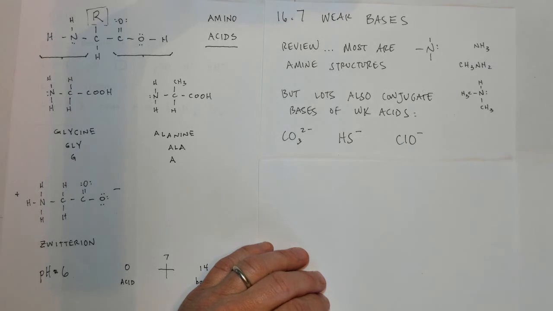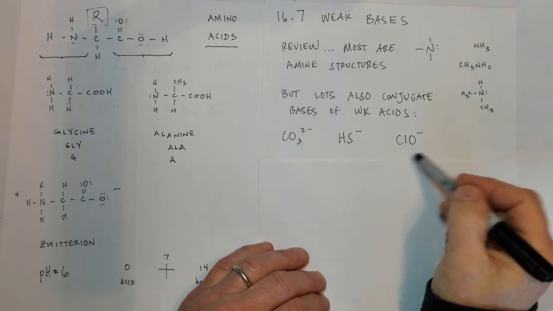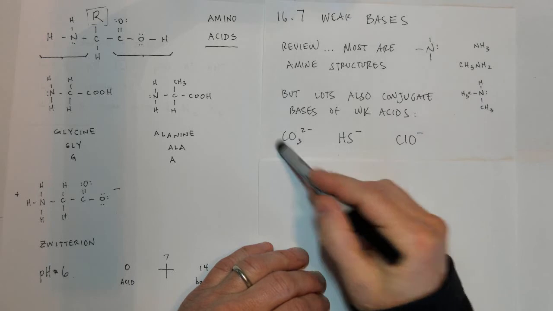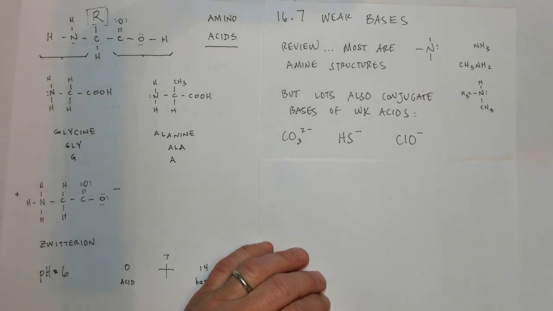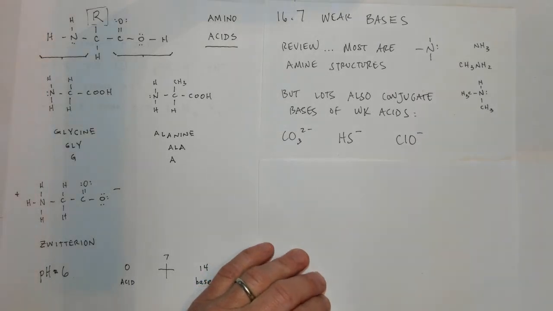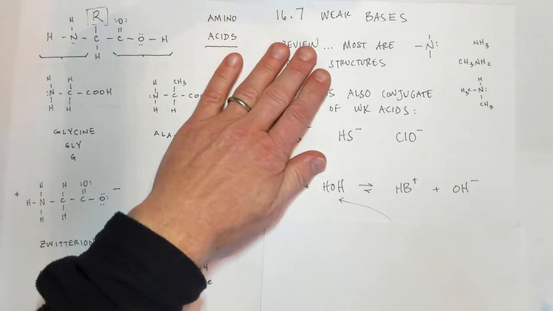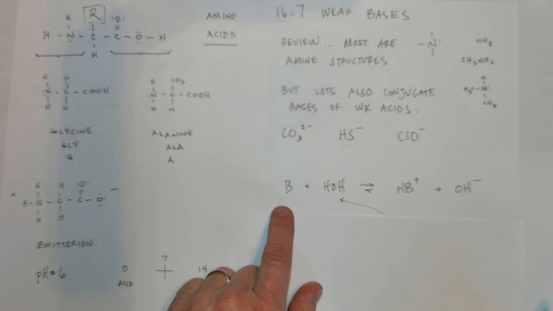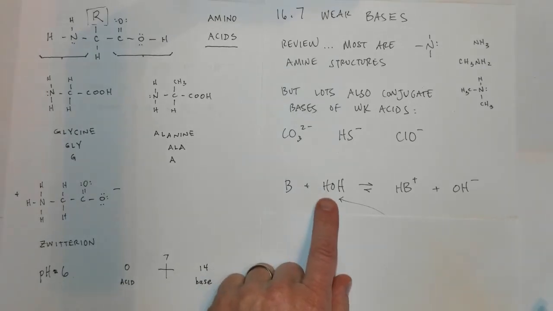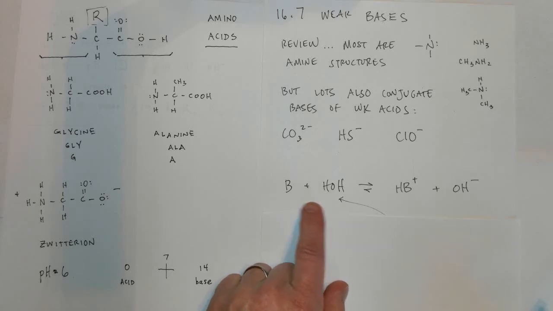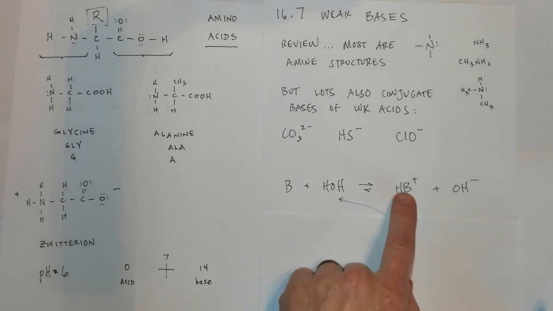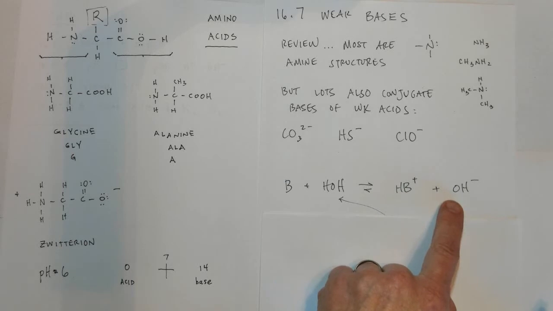These are things that are good getters of hydrogens, and you can imagine if they get a hydrogen, then they would become a weak acid. So here's just the general equation, or the general form of a weak base. A weak base would be a proton getter, of course, and when it's dissolved in water, it gets a hydrogen from water and it becomes HB with a positive charge, and then some OH- is formed.